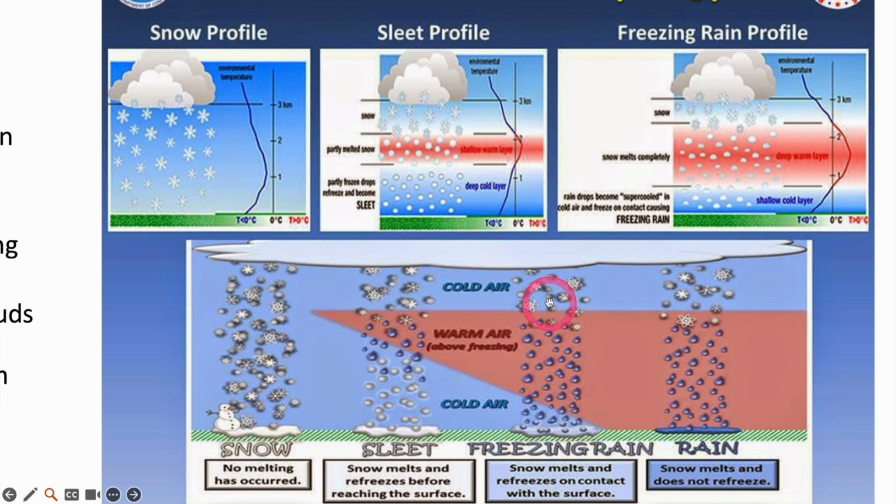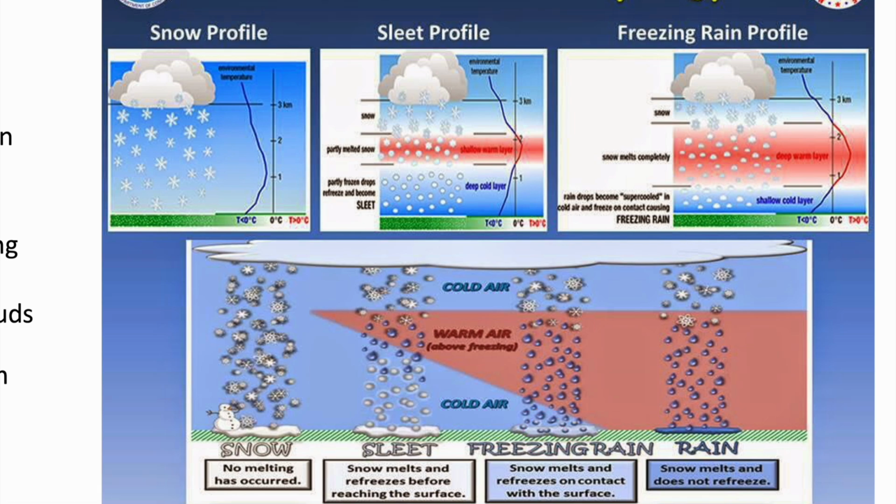So I looked at these two. Freezing rain, kind of a different image or depiction of this one. So it needs a longer time where it's melted, in which it just becomes rain again. And then once it reaches the ground, at the surface, it's going to be below freezing.